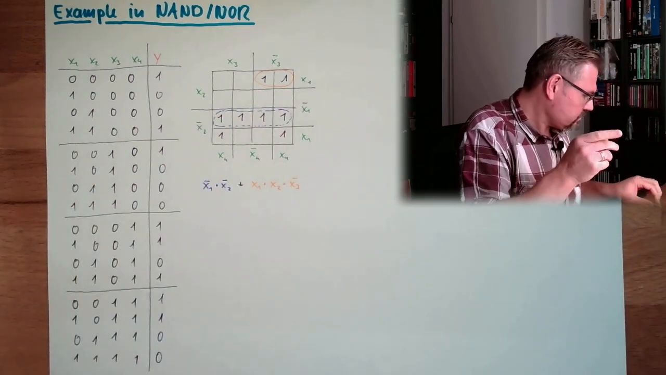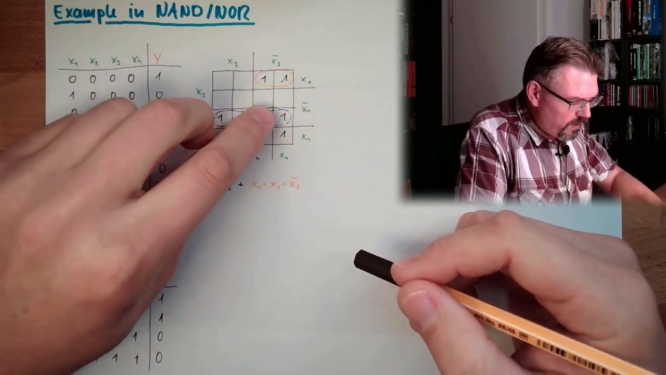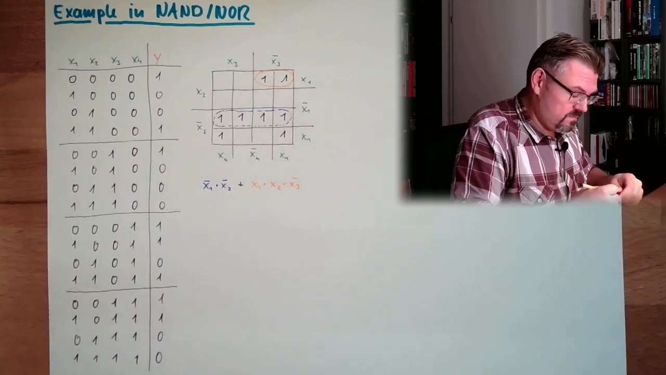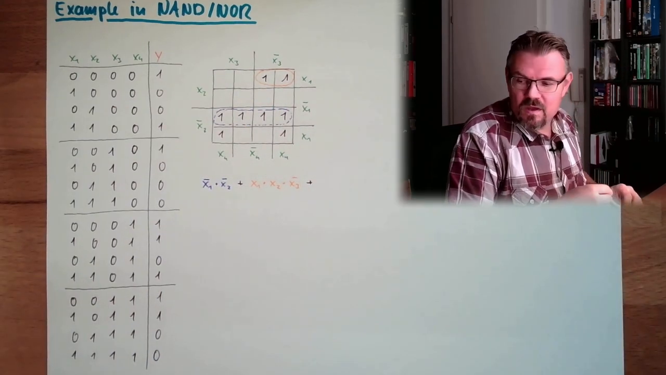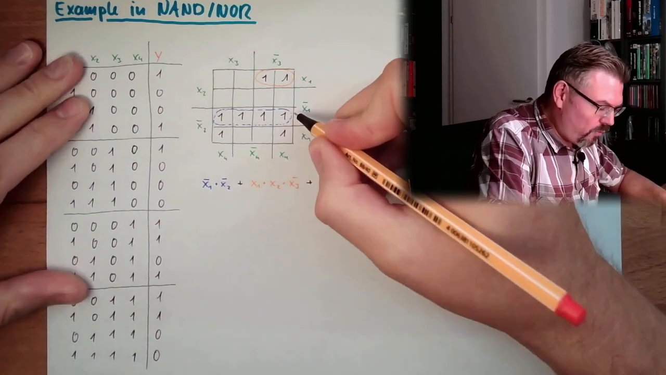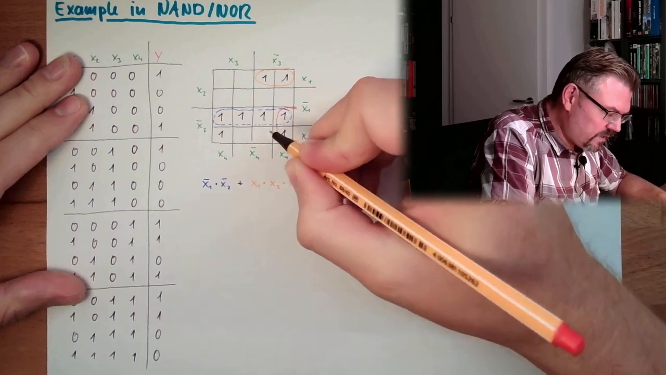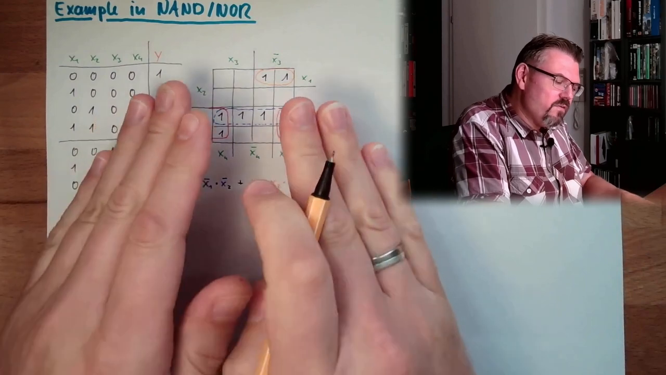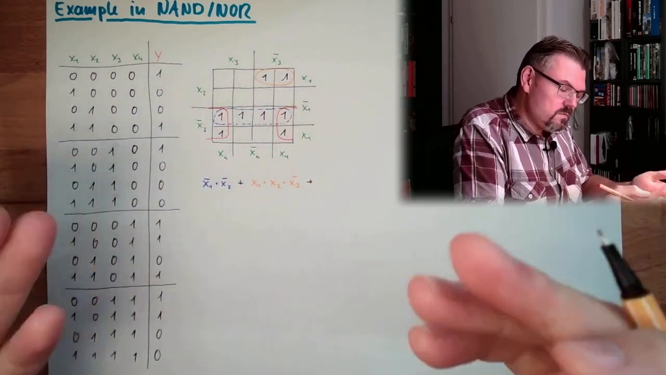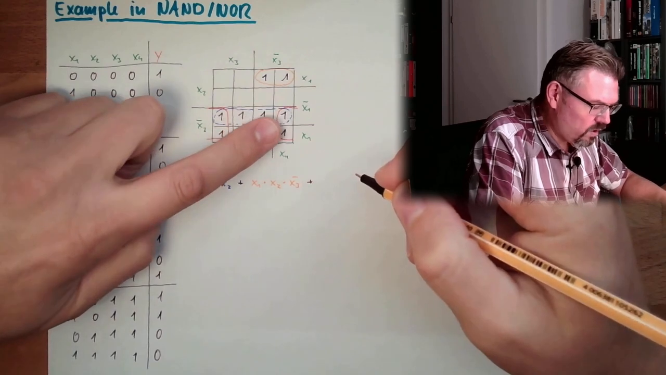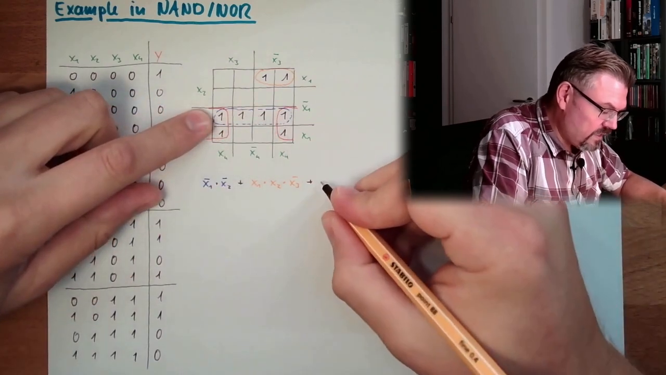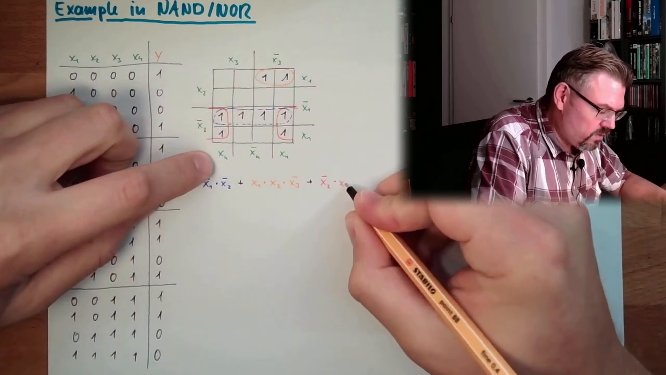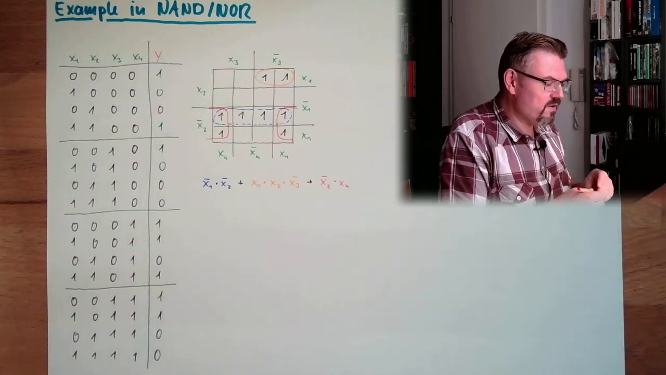All right, and now we could also use this group and this group. We could use this. However, I said last time, we can also group by borders, so I can make a group like this. And the bigger a group, the better it is. So I group it like that. As I said, you could imagine that this is wrapped around. So what does this group have in common? X1, no, X1 is changing. X2, yes, it's not X2. X3 is changing, and X4. And I'm done. I have covered all ones.